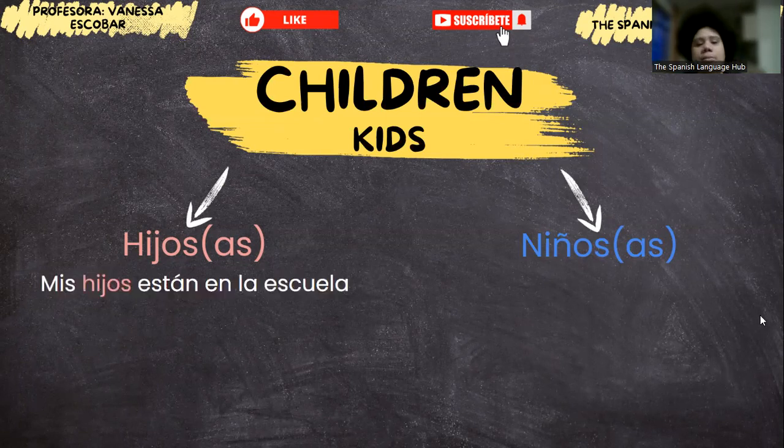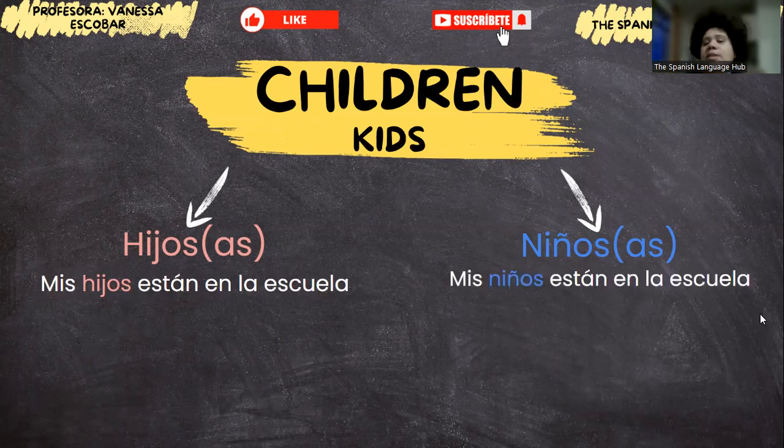Now let's see some examples. Mis hijos están en la escuela, o mis niños están en la escuela. So they both mean my children are at school. Now by context, since we're saying that they are at school, that means that they are small children, small people, young people, very, very young people, like I said, under 13 years old, right?